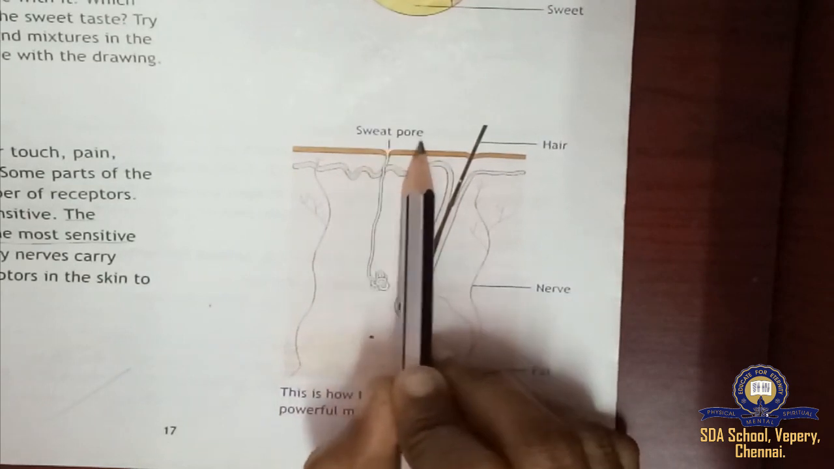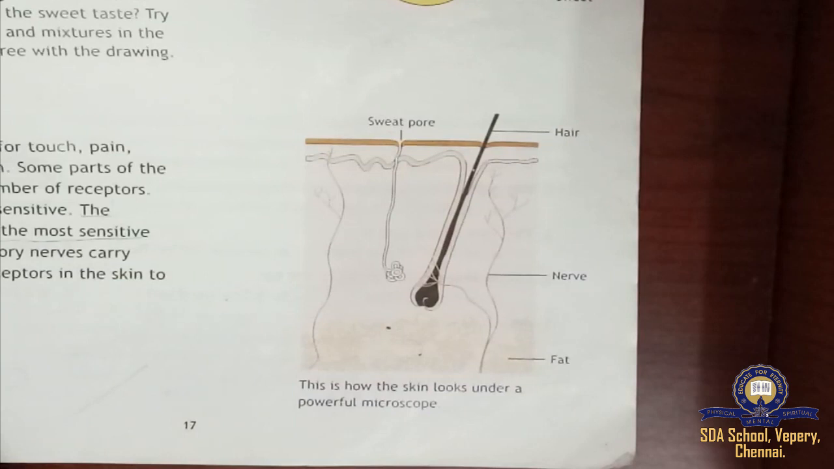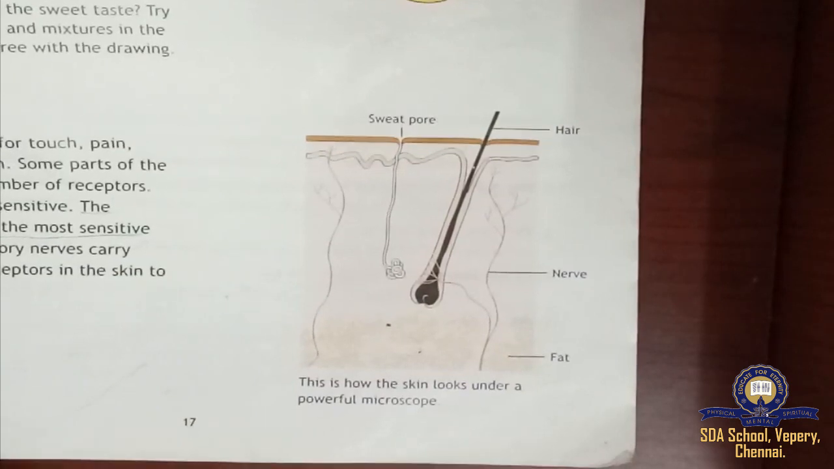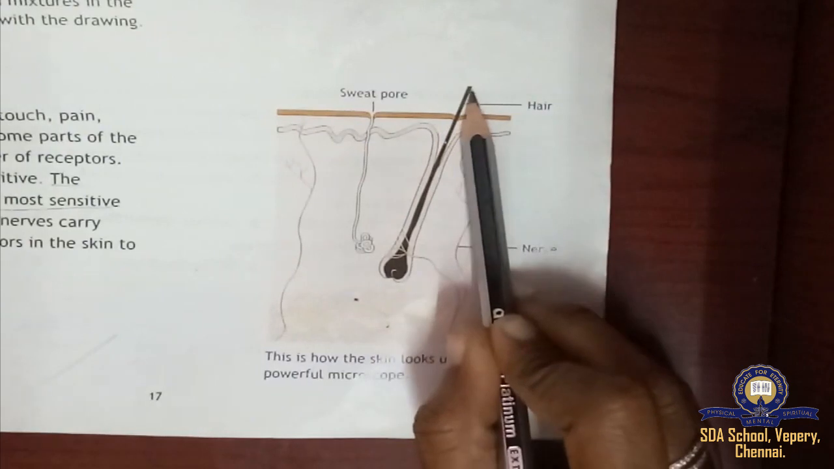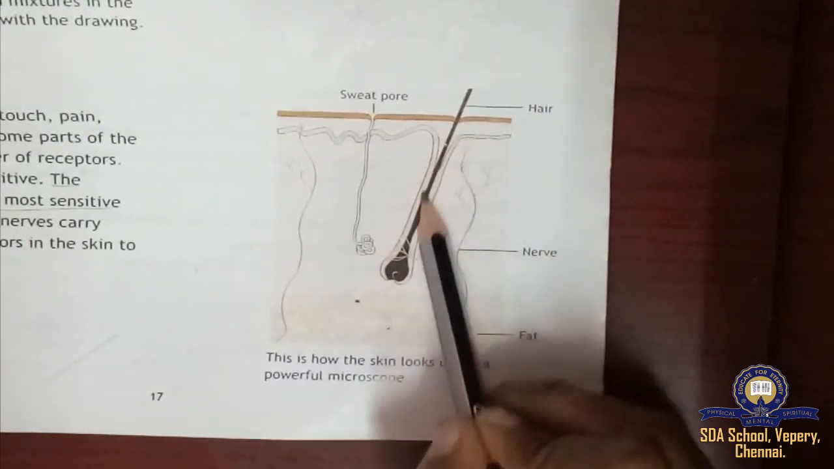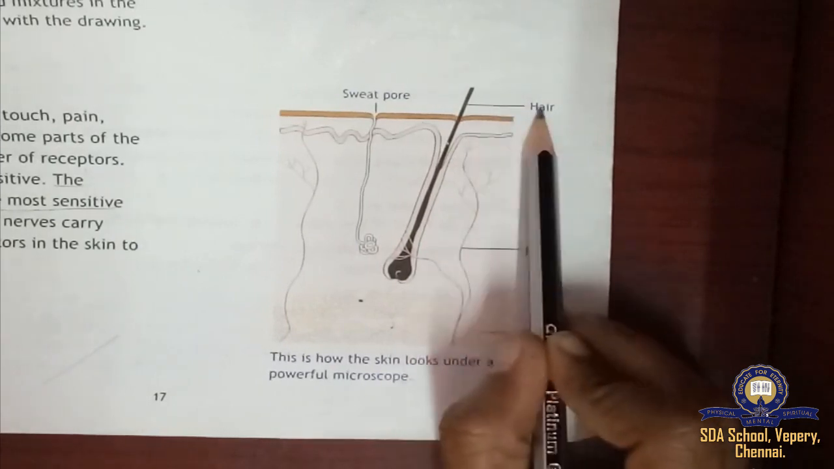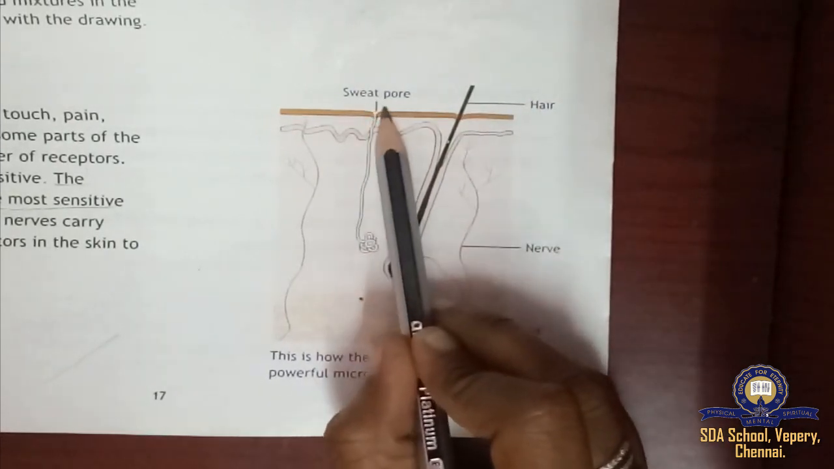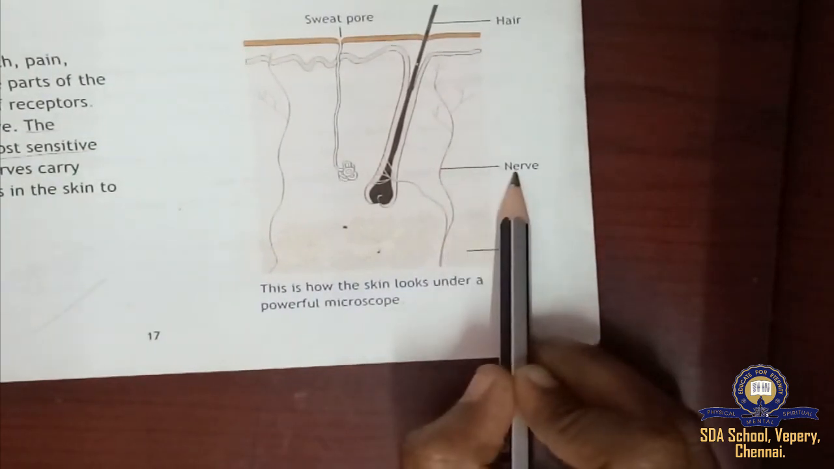S-W-E-A-T, sweat. Sweat pore means in Tamil, viyarvai. There will be small pores on your skin. This is the hair on the skin, so very clearly they have given. This is the hair on the skin, and these are the sweat pores. And inside the skin you have the nerve.